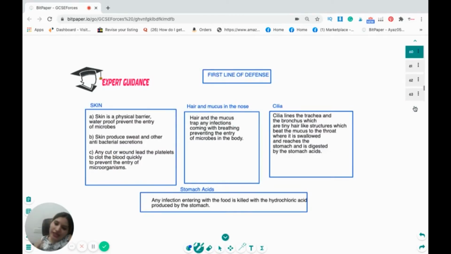Now, let us look at each of these lines of defense in detail. Now, the first line of defense is your skin.